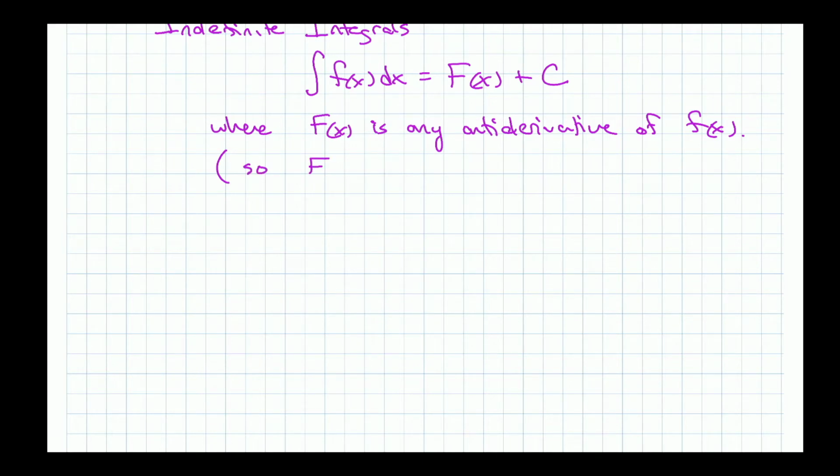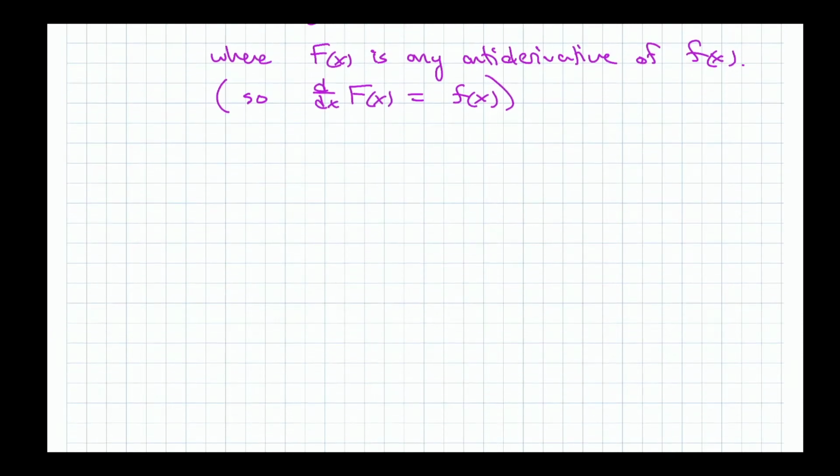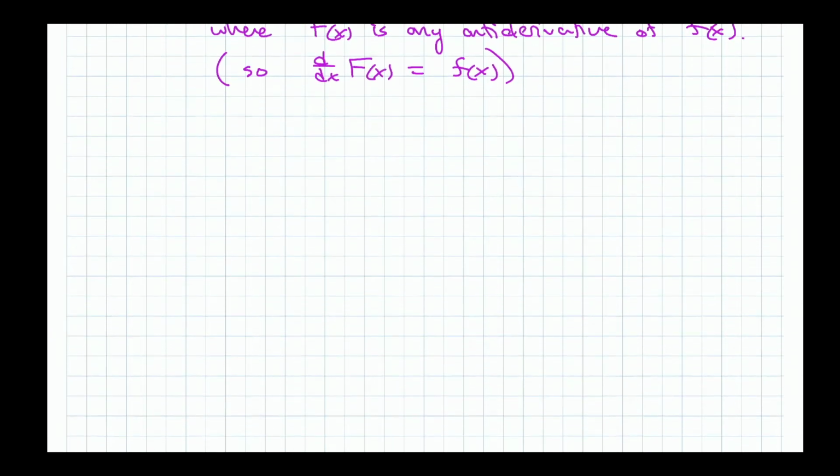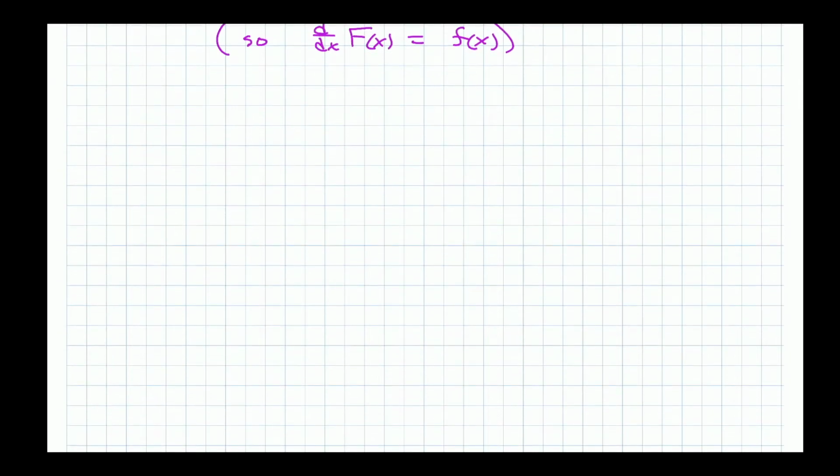So the derivative, I'll write it this way, the derivative of the big F is the little f. That's what it means to be an antiderivative. Okay? And we had a bunch of rules. And we had kind of simple ones, and then we had more complicated ones. I guess I'll write both.